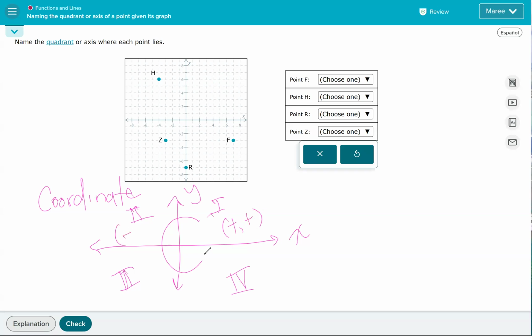Quadrant two, the X is negative because we have to go left, and the Y is positive because we go up. Because we go left and down to get to quadrant three, they're both negative. And then in quadrant four, the X is positive, but the Y is negative.